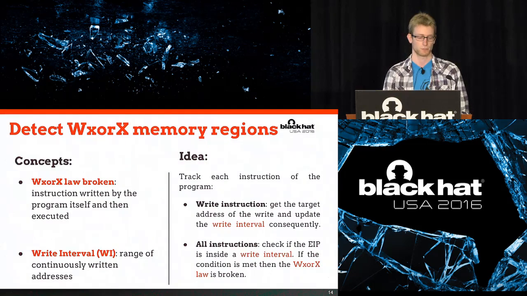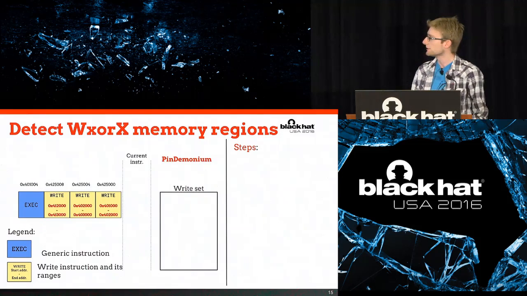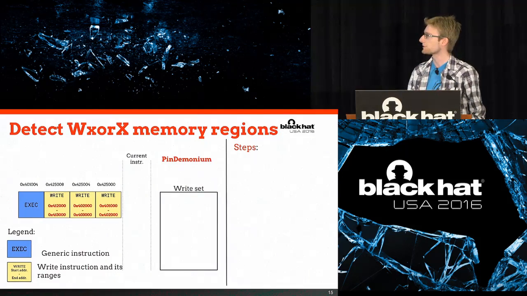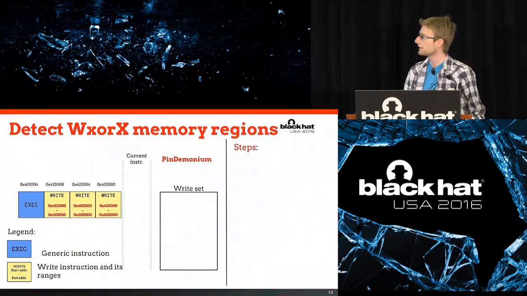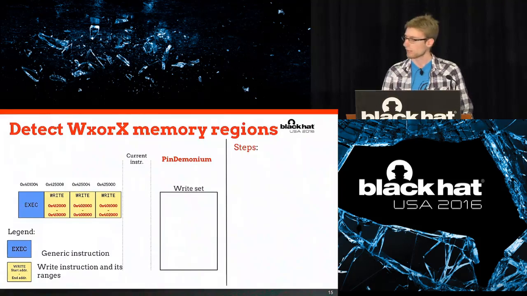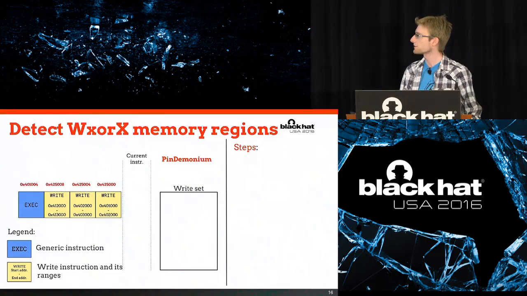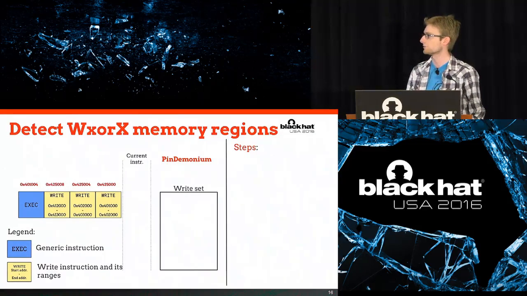Now let's see how this works through an interactive example. Here we can see the yellow boxes, which represent write instructions, and the target addresses of these instructions are highlighted in red, while the blue box represents a generic instruction. On the top of each box there is the address where the instruction will be executed.